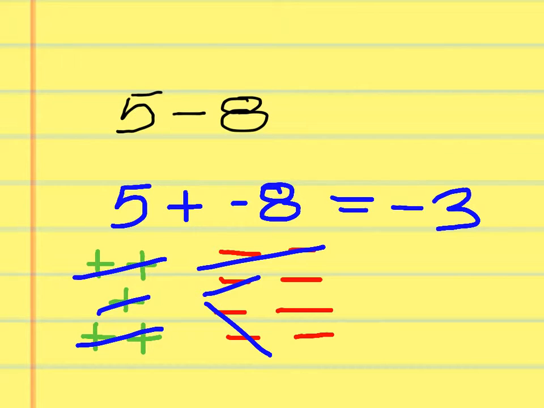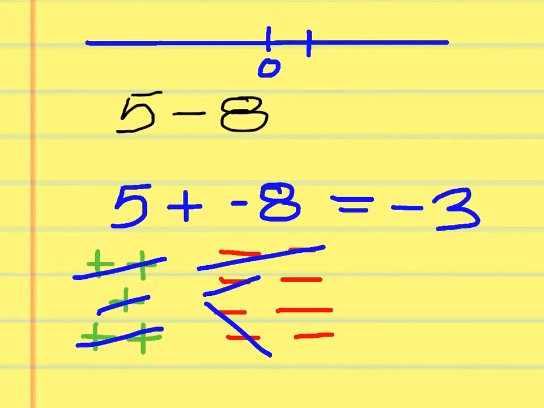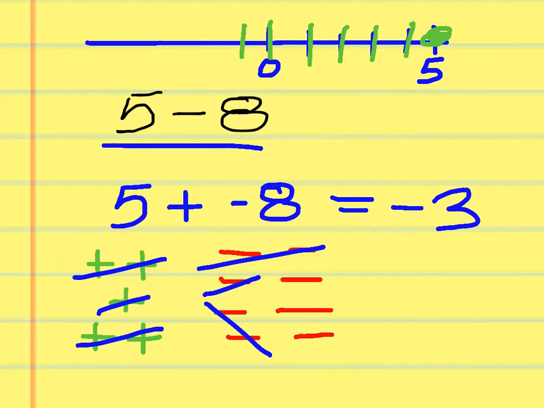Another way you can do this is looking at a number line like this. And here is a +5. And I'm going to take away 8. +5, take away 8. I will start here, and if I take away a positive, I go to the left. 1, 2, 3, 4, 5, 6, 7, 8. What number is this? -3.